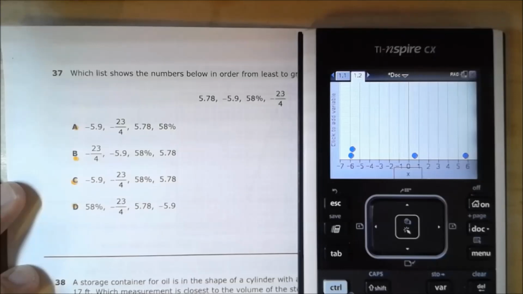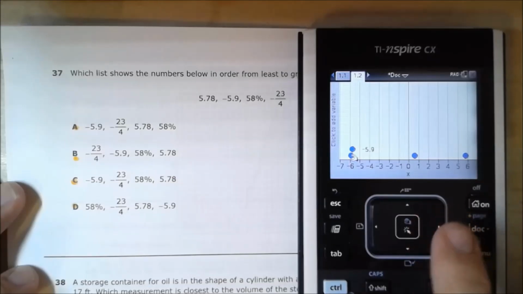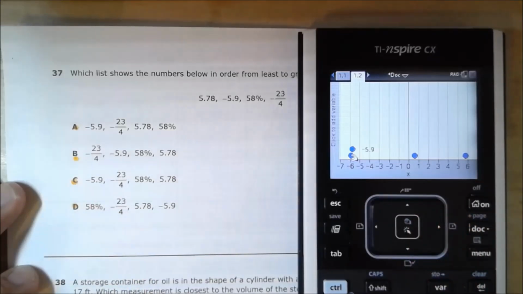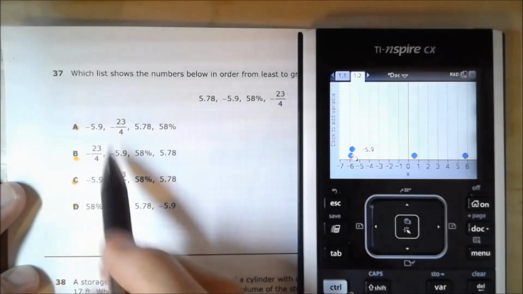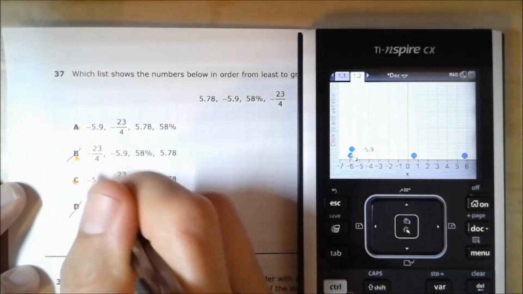And then it says from least to greatest. So the one furthest left is going to be the smallest number, and that's going to be this one down here. That's going to be 5.9, so negative 5.9. Now notice two of these have negative 5.9, so we can cancel out B and D, so it's either going to be A or C.